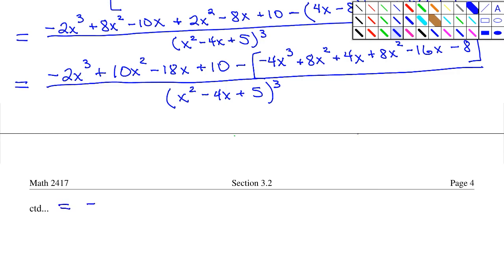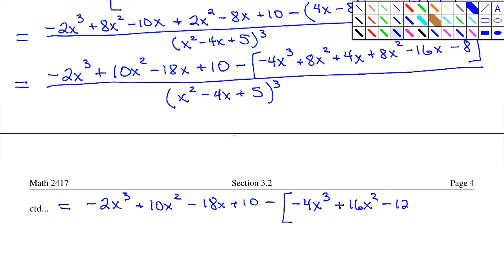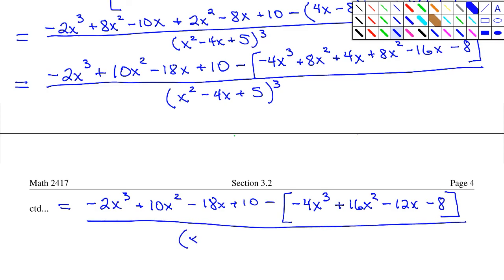So this gives me negative 2x cubed plus 10x squared minus 18x plus 10 minus, let's simplify what terms we have. So I have negative 4x cubed. Looking at the x squareds, I have 8 and 8, which is 16x squared. And then we have 4x minus 16x is negative 12x, and then minus 8. All over x squared minus 4x plus 5 cubed.